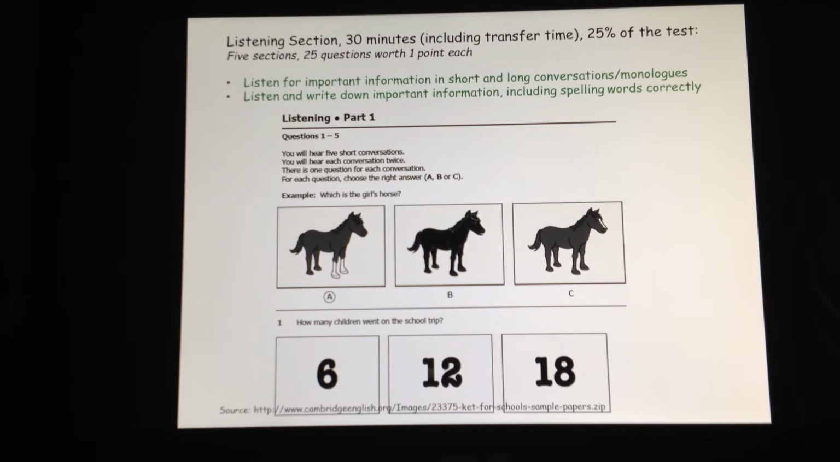This conversation would actually be played twice on the actual test.